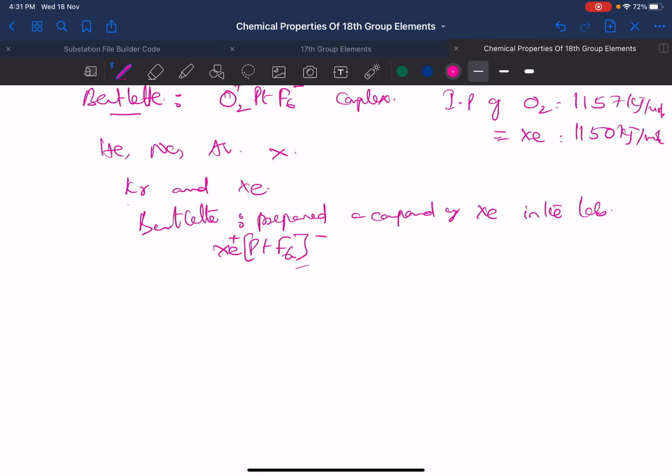So what are the main compounds of xenon? Xenon combines with fluorine and oxygen. Why does xenon combine only with fluorine and oxygen? Because these two have the highest electronegativity.